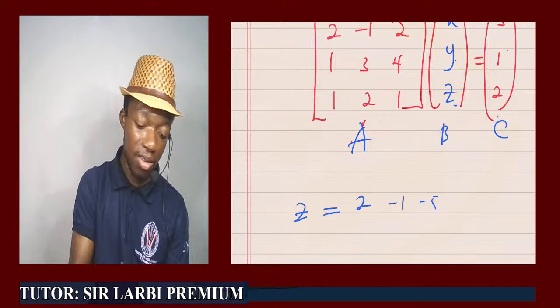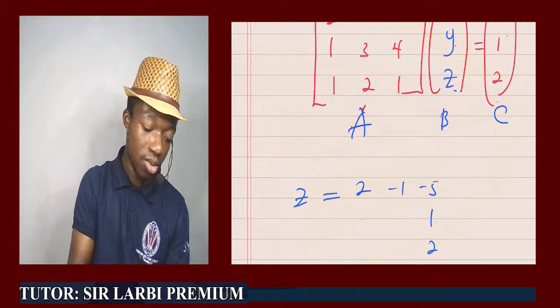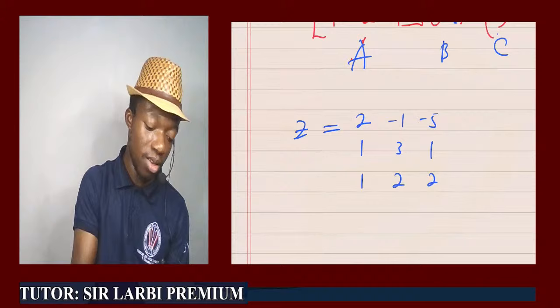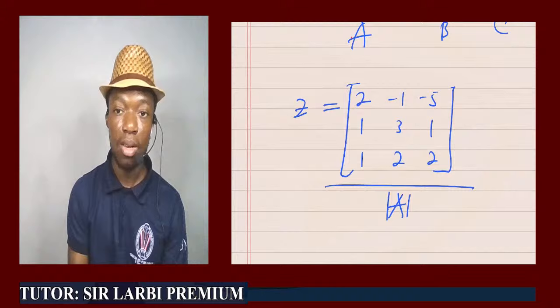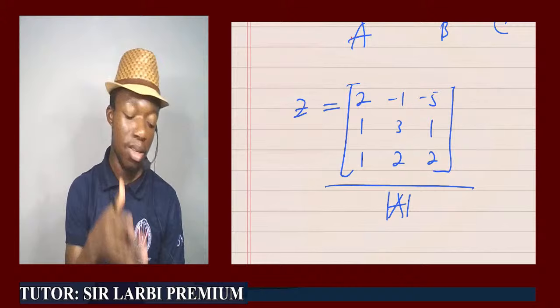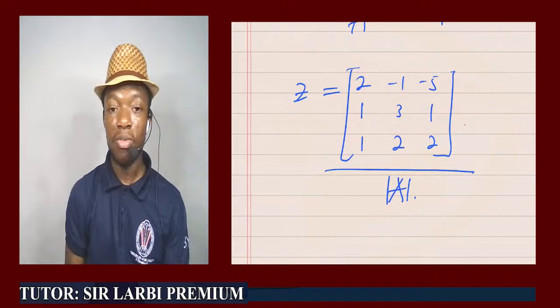So you have negative 5, 1, and then 2, and then you just repeat the first two columns of A. So you have here 1, 1, 3, and then 2. Once you have this, you find the determinant of this divided by the determinant of A. So you find the determinant of both, and then you are good to go. You follow the approach I solved, using the upward arrows and the downward arrows, to find the determinant of this. Then you also find the determinant of A, and then you find the value of Z. I'm not going to do that for you. Do that and provide your answer in the comment section for us.